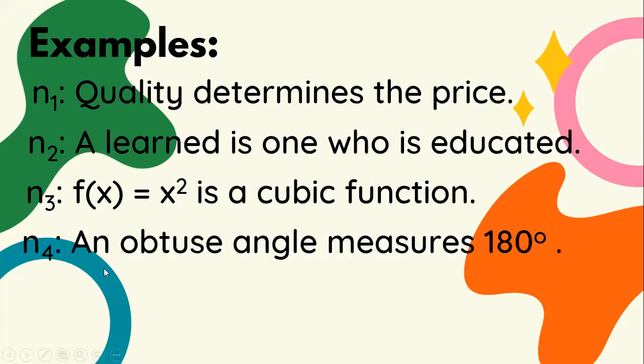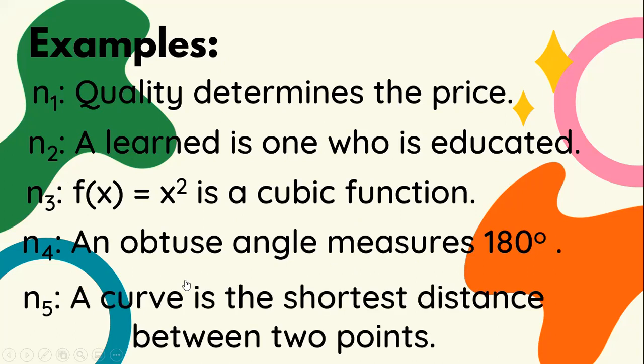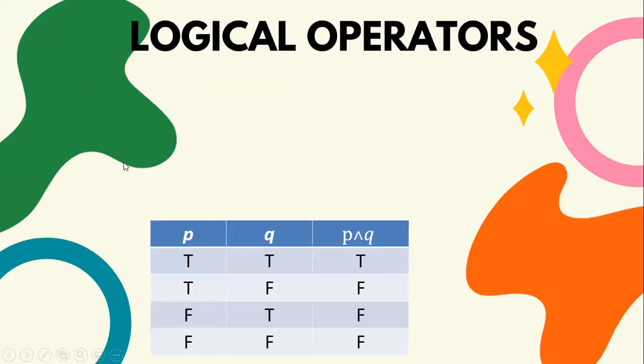Ano? So, an obtuse angle measures 180. Pwedeng lagay natin, an obtuse angle does not measure 180 degrees. So, negation na niya po yun. As long as you're going to use the word not, ha? Again, in our session for this morning, pag sinabi nating negation, you need to use the word not for you to negate the proposition.